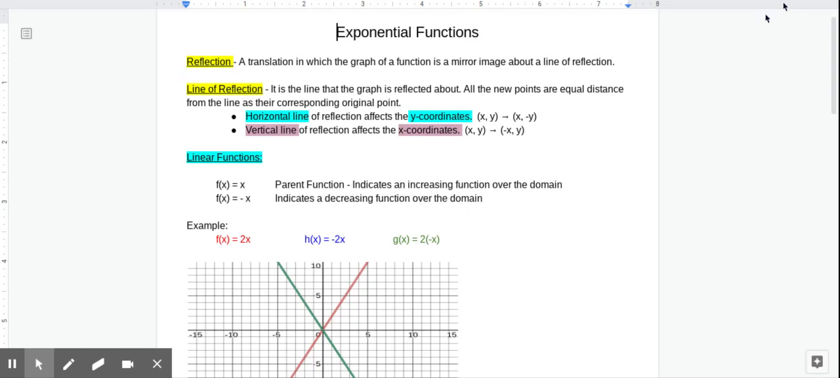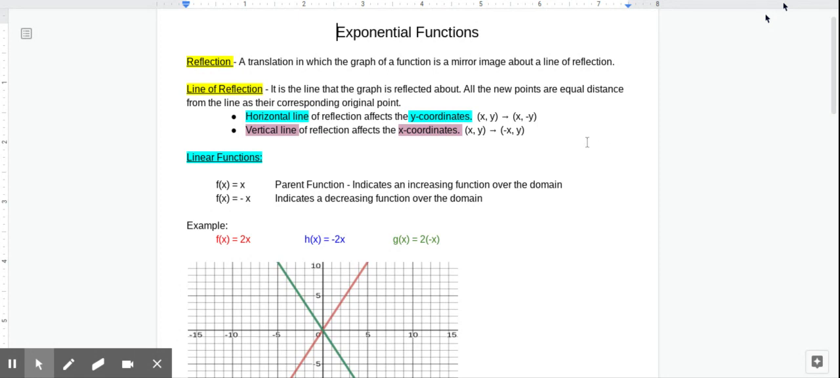Today's lesson will focus on vertical and horizontal reflections. A reflection is a graph that's a mirror image about a line of reflection. The line of reflection is a line that the graph is reflected about. In other words, all the new points are equal distance from the line as their corresponding original points.